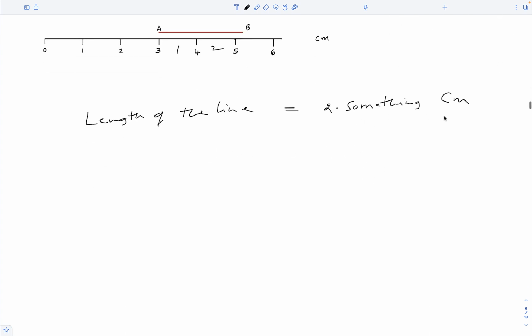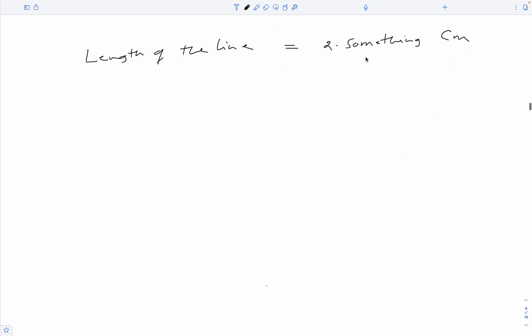And if this is the measurement we obtained, then what do we understand from this measurement? All we can tell is that the actual length of the line is somewhere between 2 centimeters and 3 centimeters.